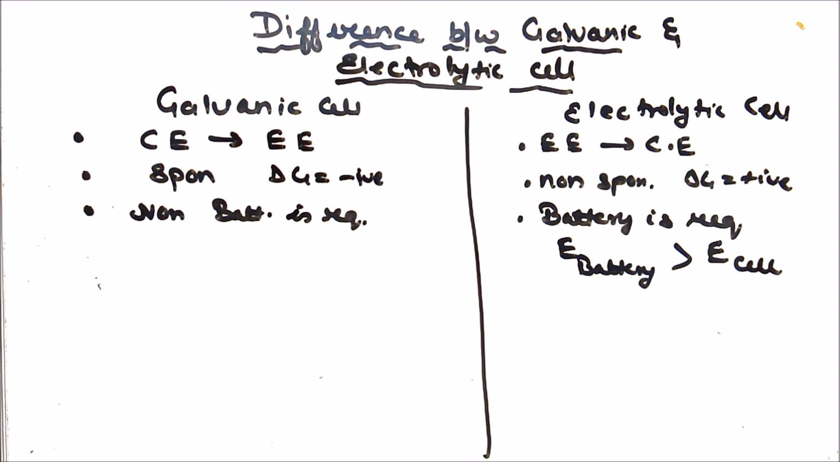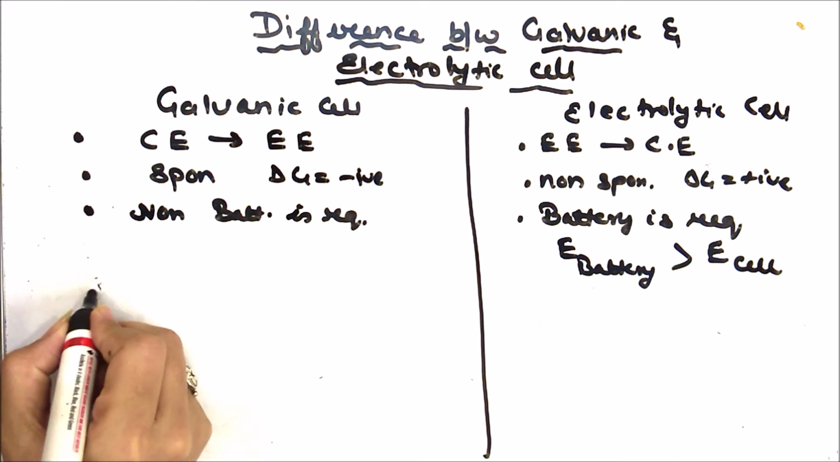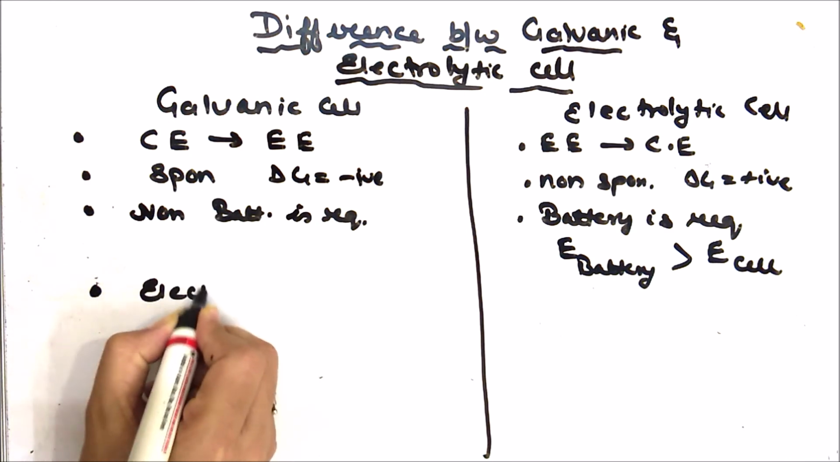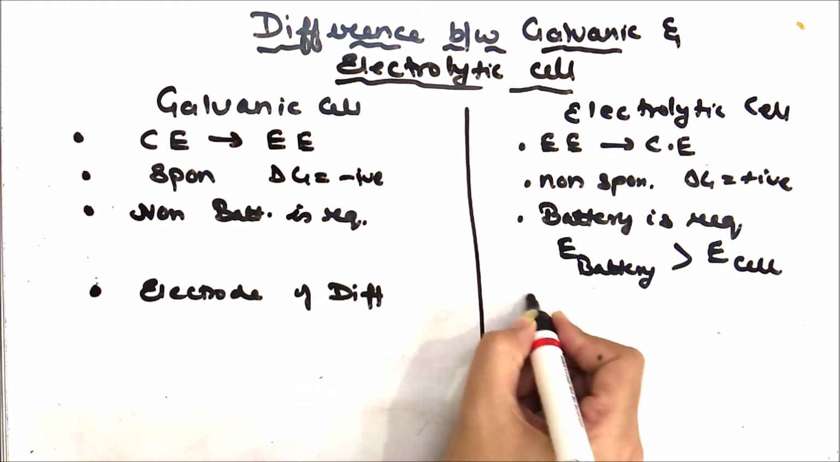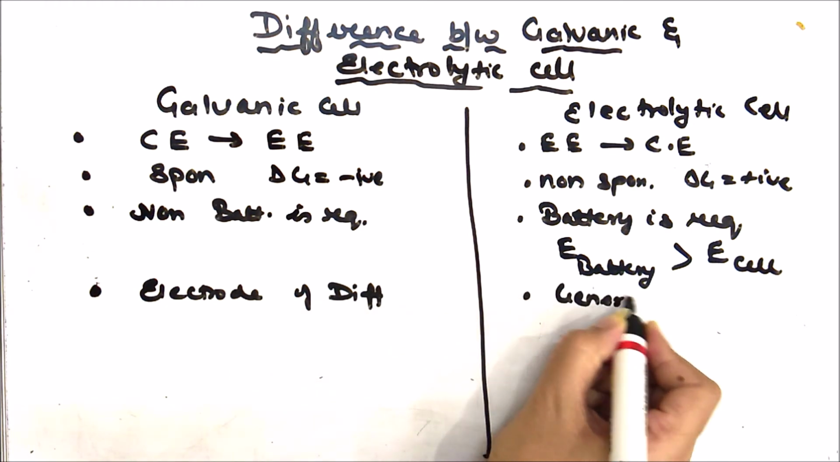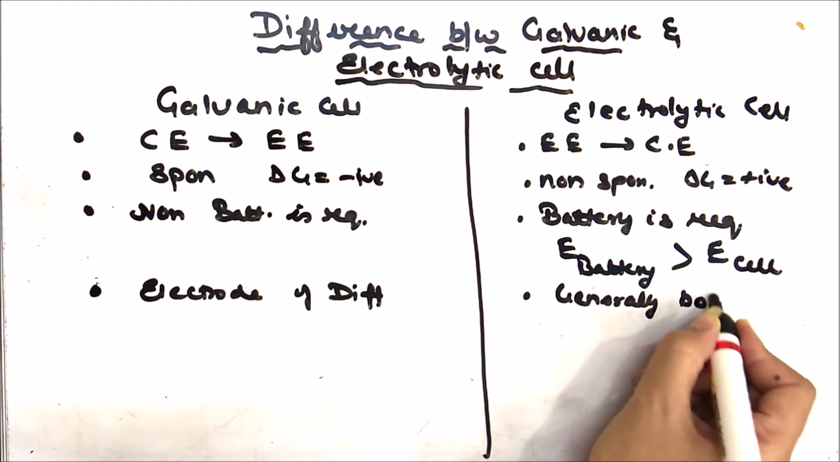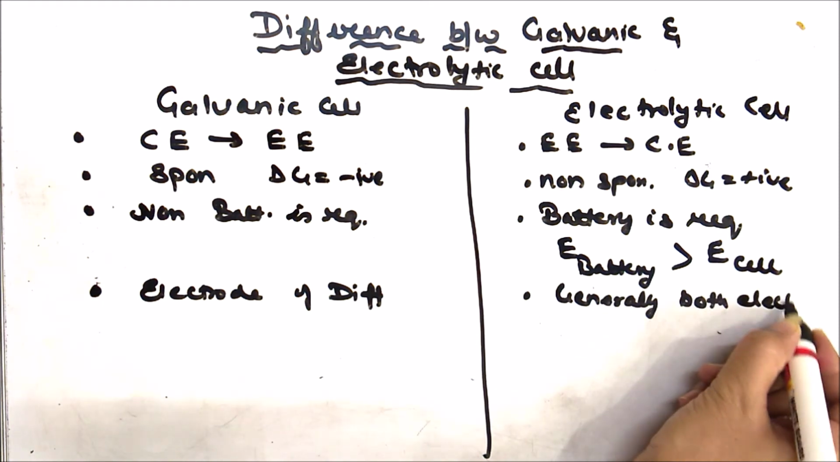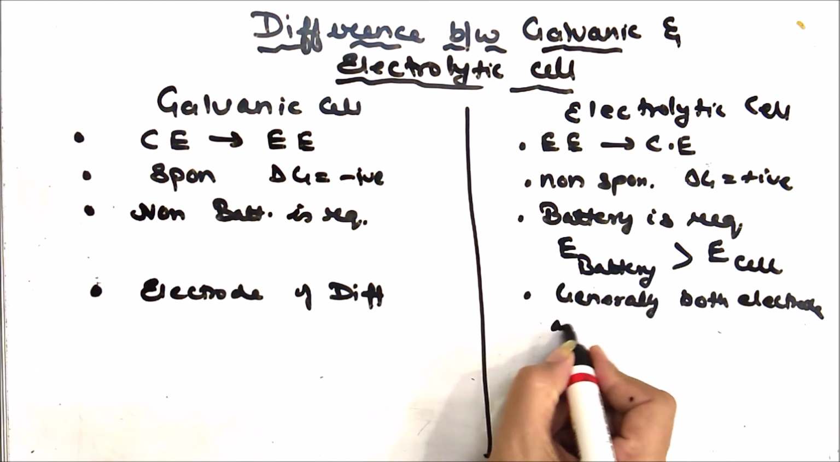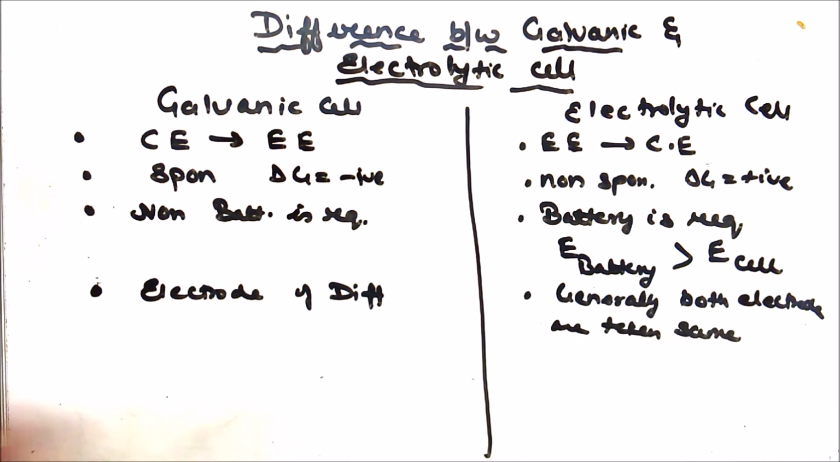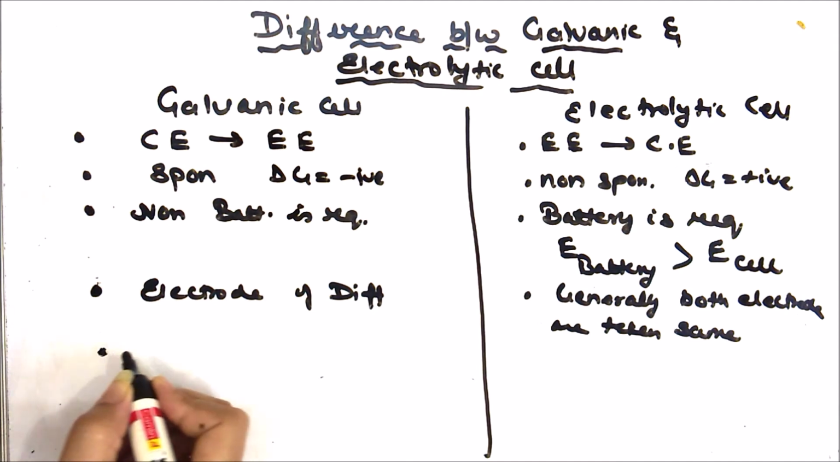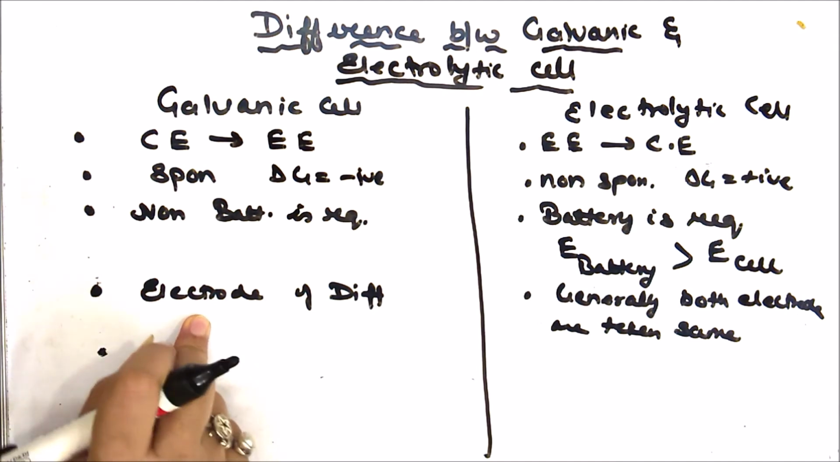Generally both electrodes are the same. In this, both electrodes are generally taken as the same. In this, electrodes are different, right? In this, generally both electrodes are taken the same, right? Here you know that in this, electrodes are different, right?